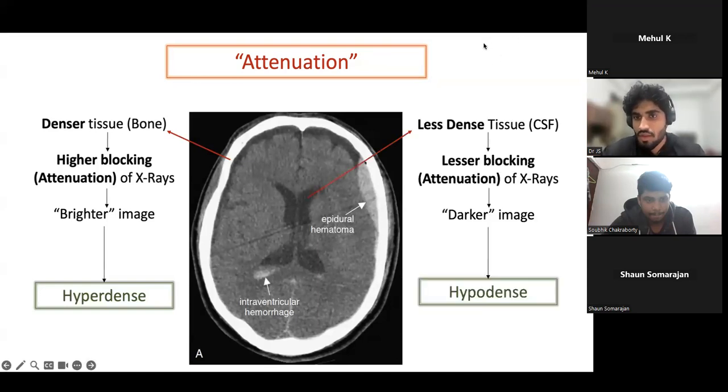Okay, can you see this part of my screen? The left part or the right part? Hypodense or hyperdense? Yes, sir. It's visible. Oh, okay, it is visible, right?